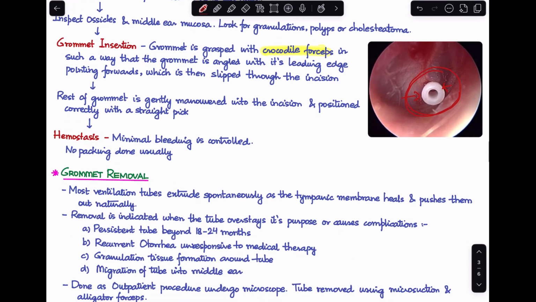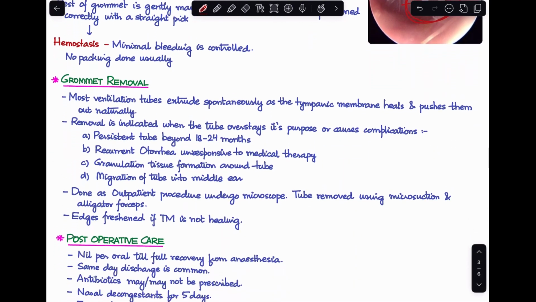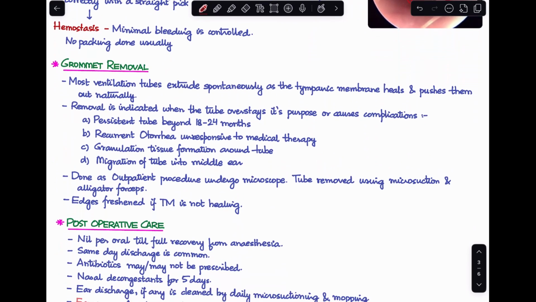Next, let's talk about removal of the grommet that you have placed. Usually, in most cases, we do not need to remove the ventilation tube separately. They extrude out spontaneously as the tympanic membrane heals and pushes them out naturally. But in certain cases, you may need to remove it manually.